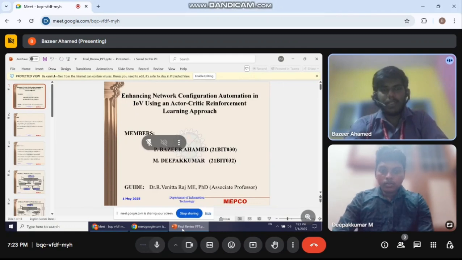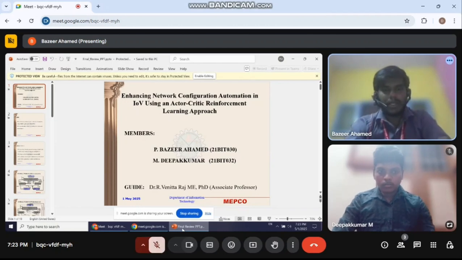Our project title is Enhancing Network Configuration Automation in IoV using Actor-Critic reinforcement learning. IoV is the Internet of Vehicles, where vehicles communicate with each other in real time. And Actor-Critic is a reinforcement learning approach. It's one of the learning approaches.